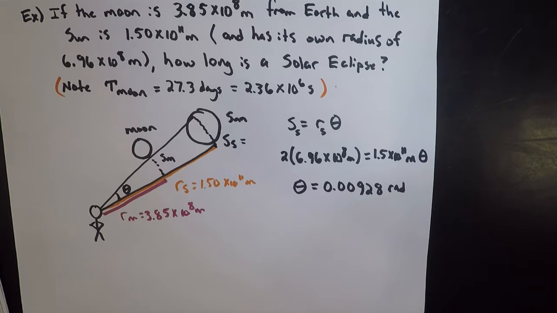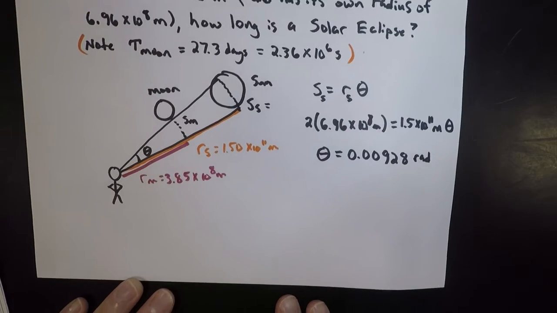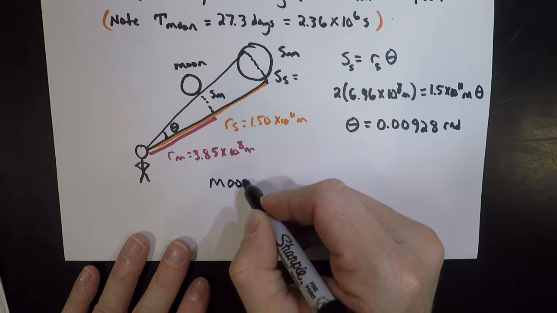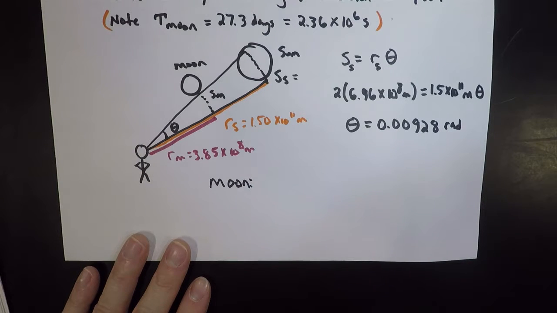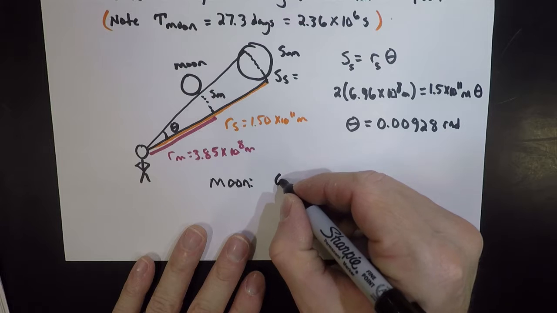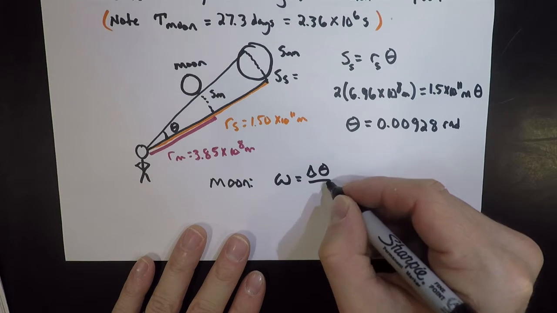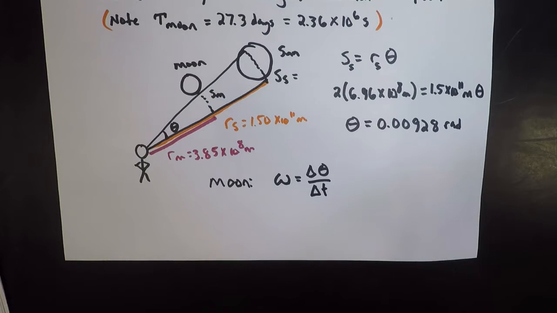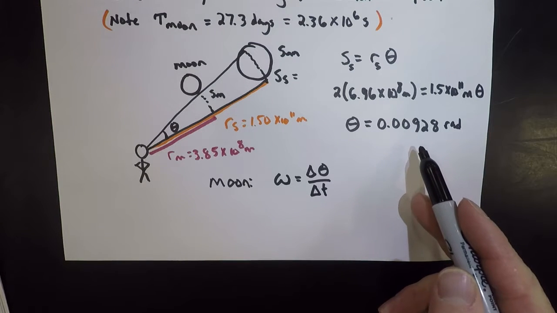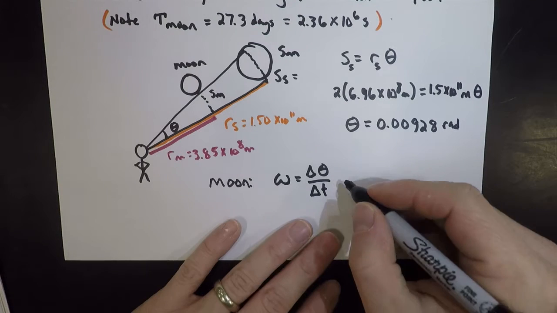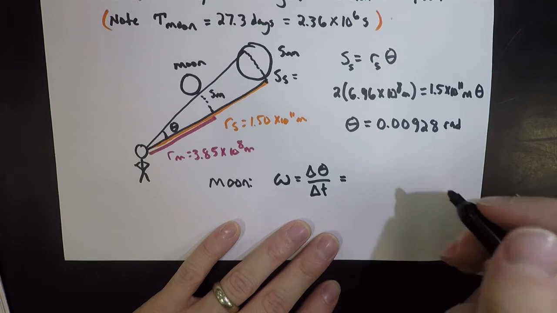And so that's the angular size of the sun, and the moon's going to have to travel through that angle. So we need to know what the moon's angular speed is in order to figure out how long it takes to travel through the said angle. So let's consider the moon now. So we looked at the sun for the first part. Now let's consider the moon. And let's think about its angular velocity, the rate at which it moves through angles. Now, we have no idea how long it takes to go through this particular angle, but we do know how long it takes to go through an entire rotation. So we can use that to find our rate.